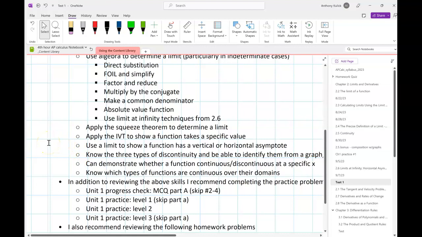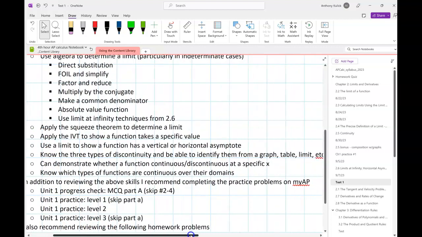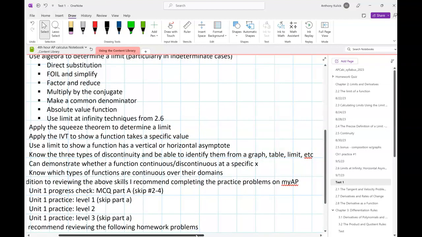apply the intermediate value theorem to show a function takes a specific value, use a limit to show a function has a horizontal or vertical asymptote, know the 3 different types of discontinuity and be able to identify them from a graph or a table or a limit. The 3 different types are infinite, like a vertical asymptote; jump, where the 2 ends don't match up; and removable, where the 2 ends meet, but it's open, whether there's a point there or not. Chanel, what does it mean to identify them from a limit?